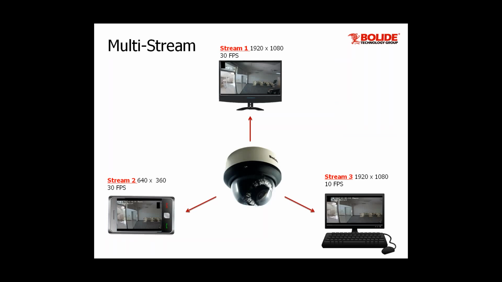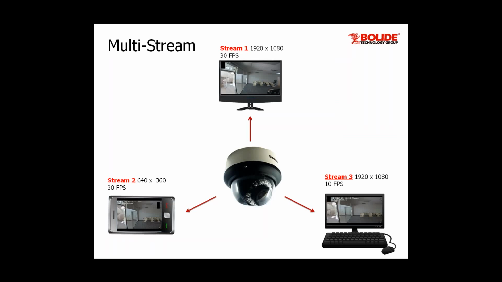So here's an image of the multi-stream functionality. Like Mike said, you have 3 streams. Yeah, so 3 streams, and this is just a quick picture showing Stream 1, 1080p, 30 frames per second. Stream 2, you can see the picture's not much different from the first one. It's still at 30 frames per second, but it's 640 by 360.